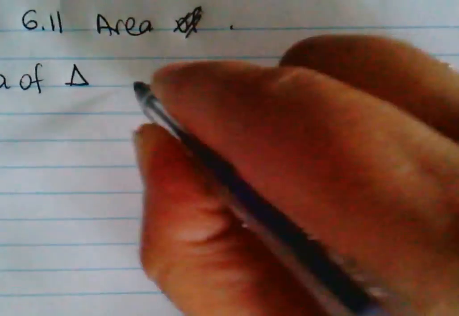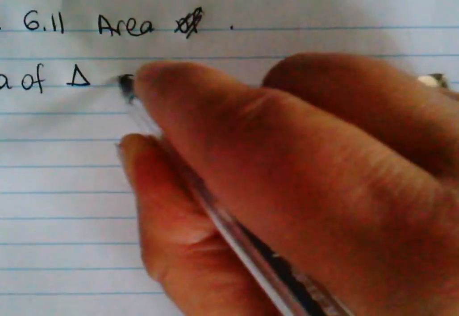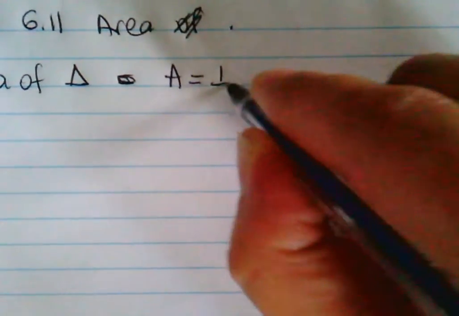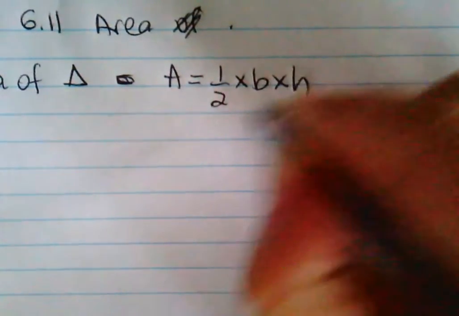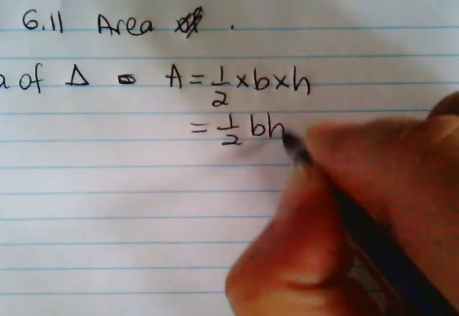Okay. Girls, I'm sure you know area of a square, area of a rectangle. Do I need to do those? Area of a triangle, let's start with that. What's the area of a triangle? Yes, its area is half times the base times the height, or it's just half BH.